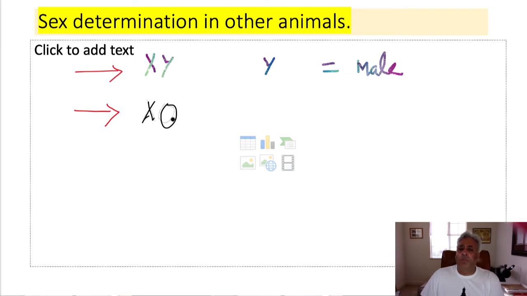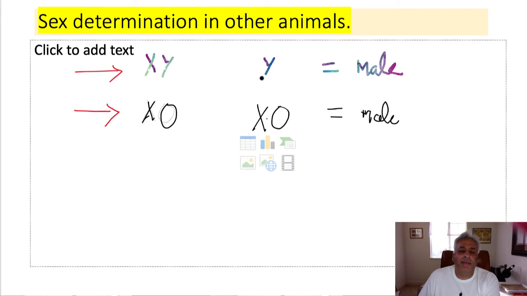And now you know what the O means. The O means that that chromosome is missing, right? So in this case, and the examples will be insects and stuff like that, a male would be basically an individual that's missing the second sex chromosome. So that will make it a male. So grasshoppers that are XO are male.